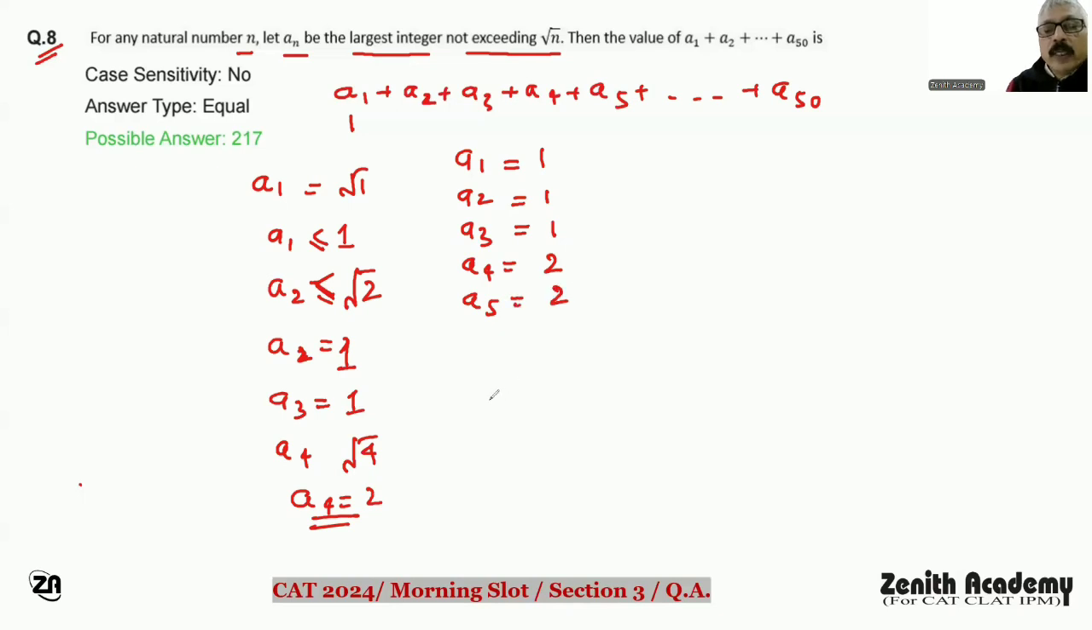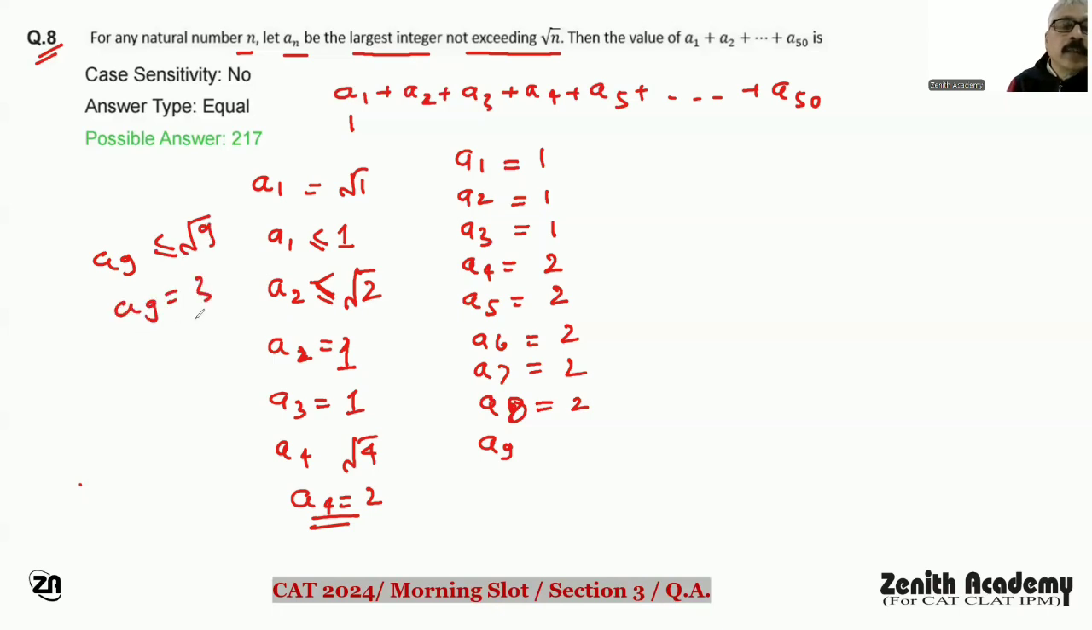A5 is 2, up to A6, A7, A8, 2, 2, 2, right? Because A9 is root of 9, it is 3. So A9 is going to be 3. But before it, so these 3 ones, count it. These are 3. And 1, 2, 3, 4, 5. So I think it is very simple if you count it.